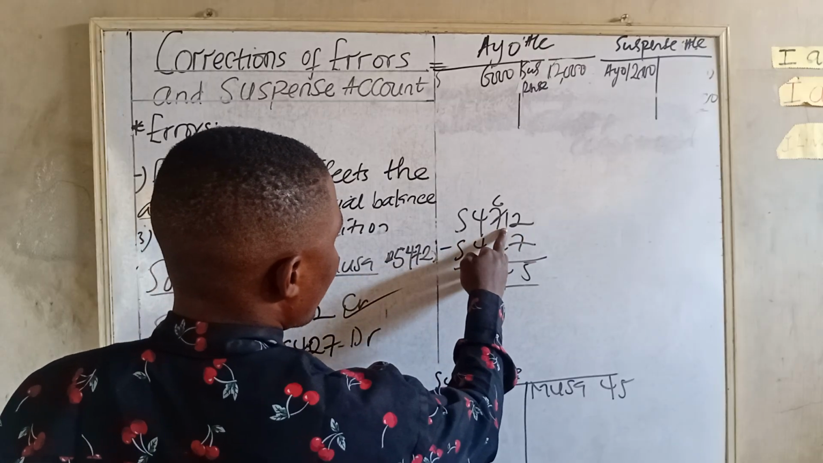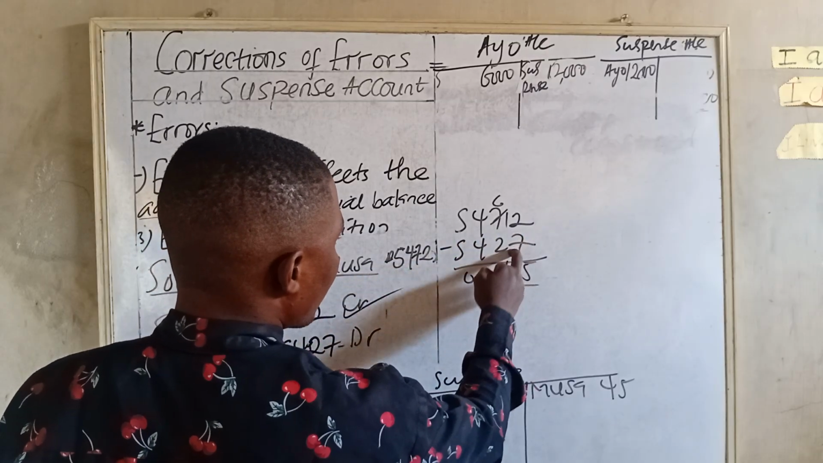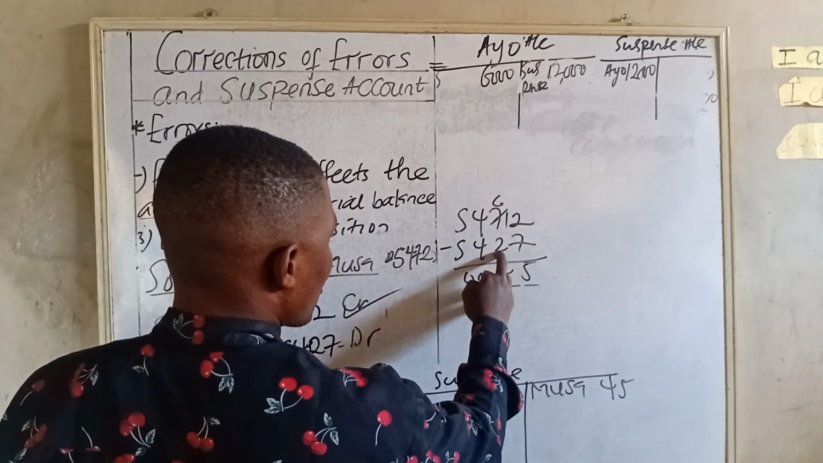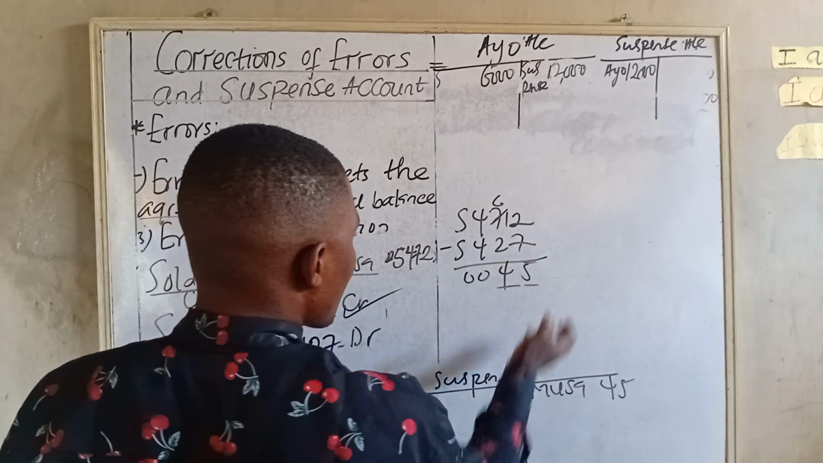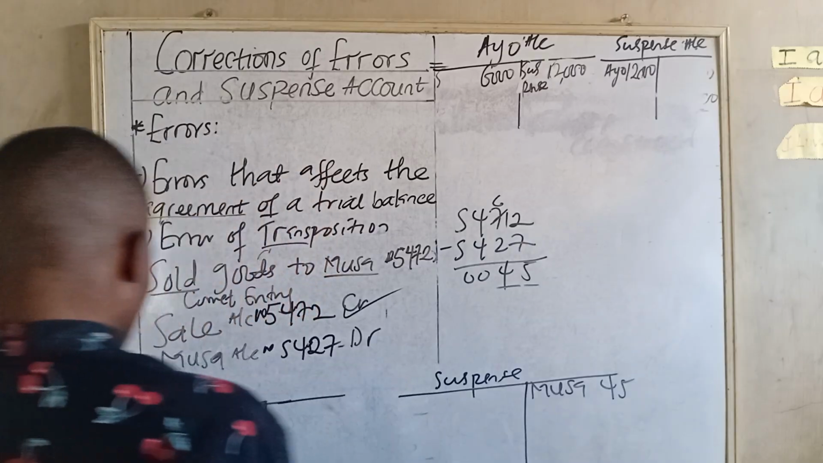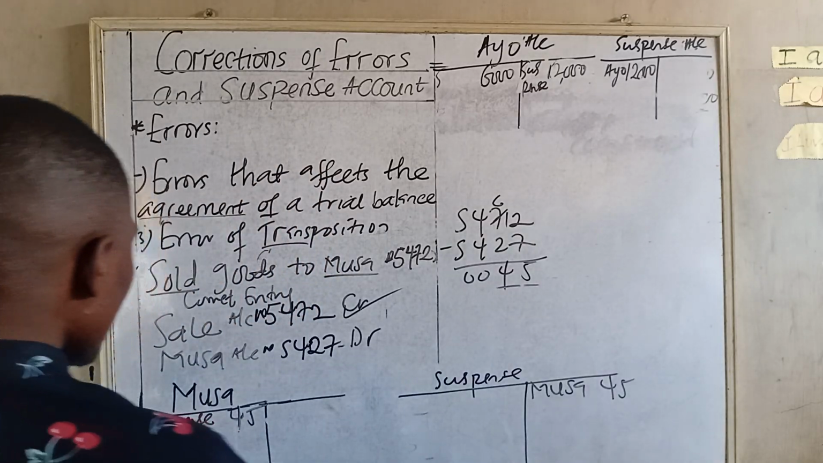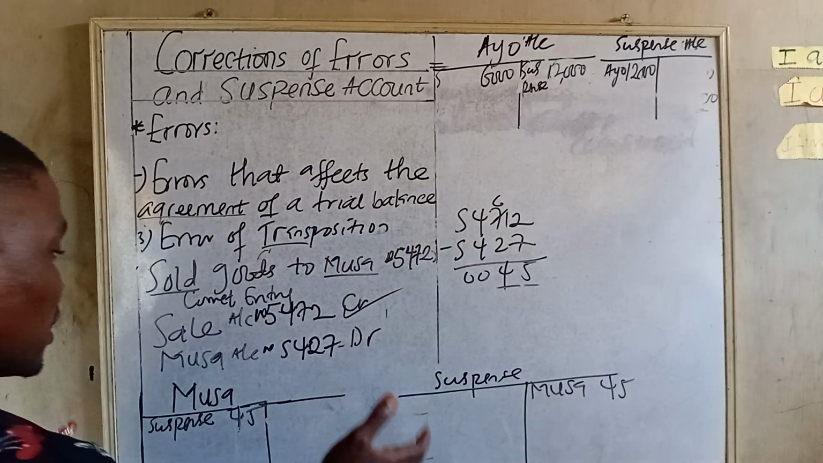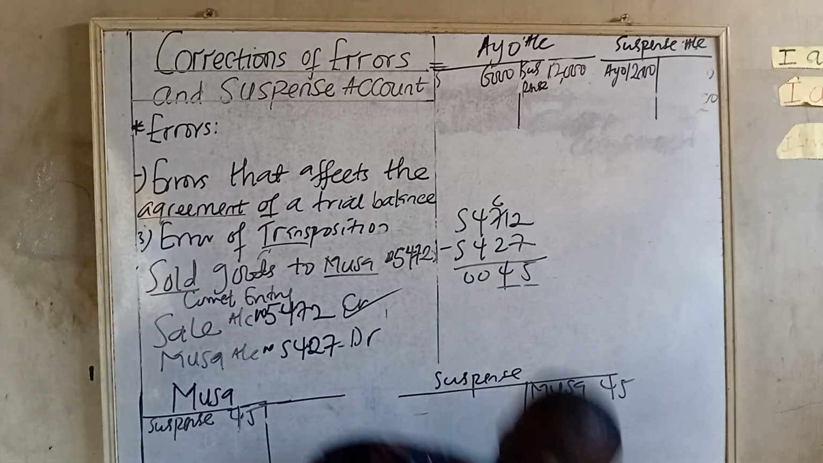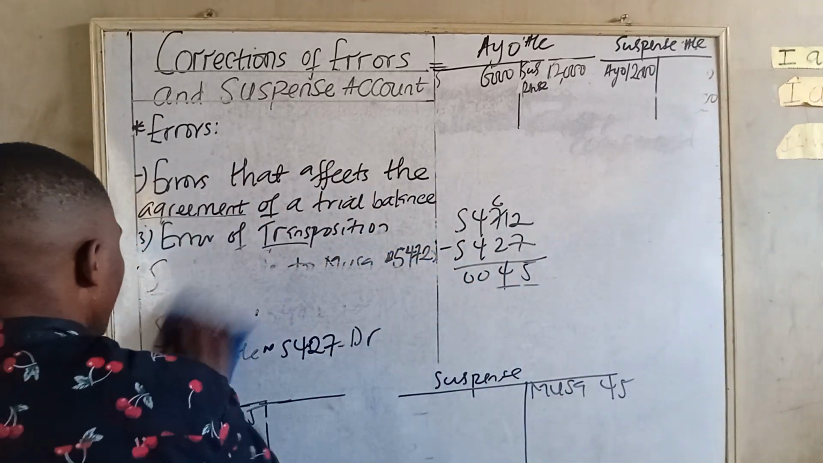Let me see if I minus this thing, 5,472 minus 5,427. Okay, 12 minus 7, we have 5. 6 minus 2, we have 4. So the difference is 45 naira. So I'm still on board. Now, this is how to analyze the question. Let's move to the next error.